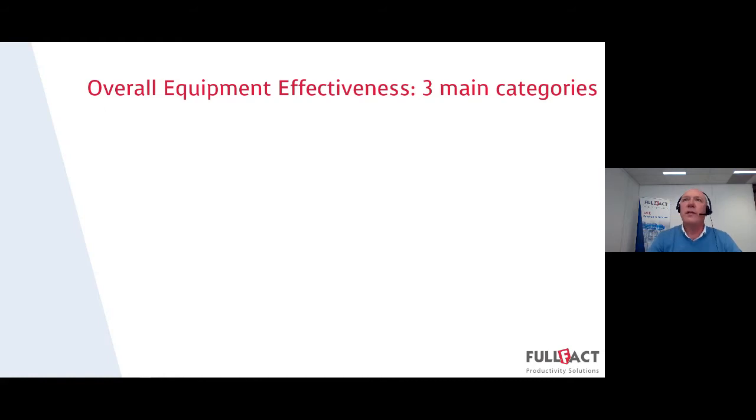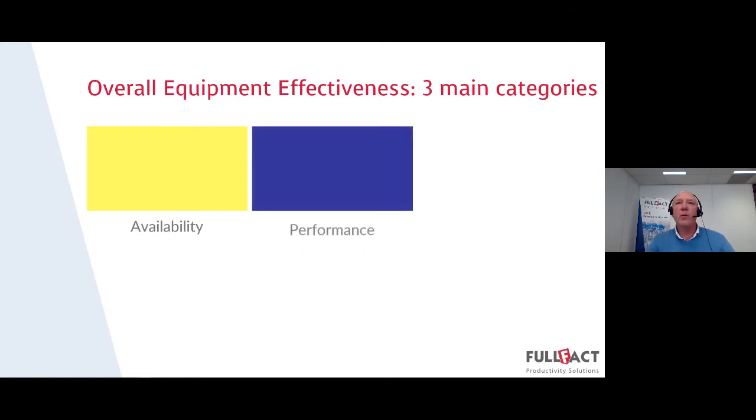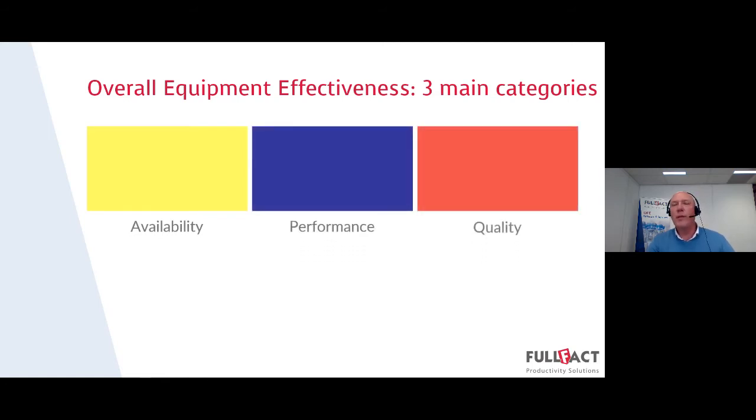Overall equipment effectiveness. We have three main categories. First one, availability. The second one, performance, and the third one, quality. Those are the main categories of your OEE. The availability is how much time per shift the machine was actually running. And per shift is because we at FullFact do the registration by shift. So how much time per shift was the machine actually running?